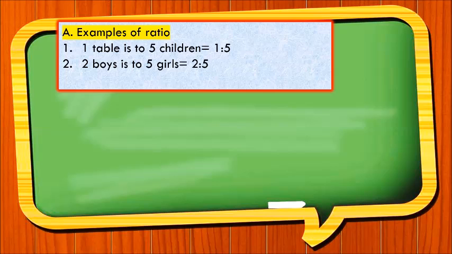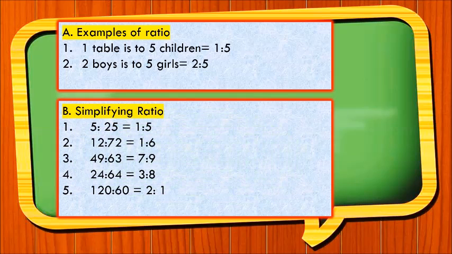That is already a ratio. 2 boys is to 5 girls. Maybe 2 in your family are boys and 5 are girls. So that is an example. Okay, so you check. What is the simplified form of 5 is to 25? We have 1 is to 5. Then we have 1 is to 6. Then number 3, we have 7 is to 9. Then we have 24 is to 64, which is 3 is to 8. Then 2 is to 1.